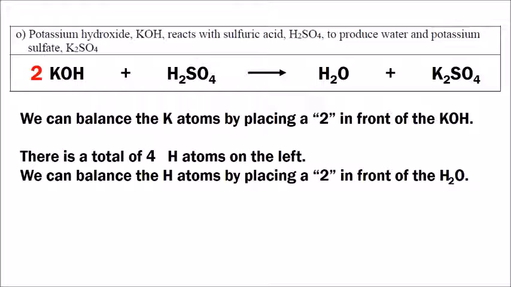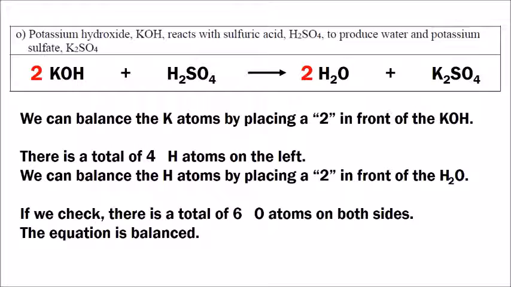There are a total of 4 hydrogen atoms on the left. So 2 times 1 is 2, plus another 2 makes a total of 4. Let's put a 2 in front of the H2O on the right. So now there are 4 hydrogen atoms on both sides. How many oxygen atoms are there on both sides? Well, we have 2 plus 4 on the left, and we have 2 plus 4 on the right. If we check, the equation is balanced, and the coefficients from left to right are 2, 1, 2, and 1.